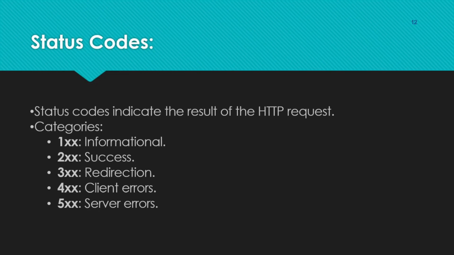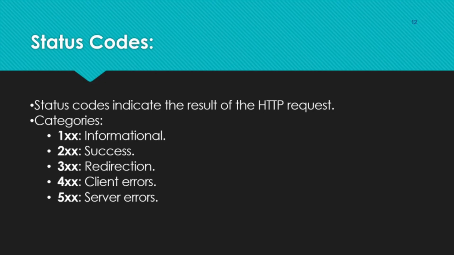Now let us talk more about status codes, because status codes are very important when we are dealing with web penetration testing. Status code indicates the result of the HTTP request. Now let's talk more about the categories. In the response, if you got a status code in the range of 100, this means that this is informational. If it was in the range of 200s, then it was a success or it was found on the server. If it was in the 300 range, then this means redirection. If it was in the 400 range, this means client error. If it was in the 500 range, then this is a server error.